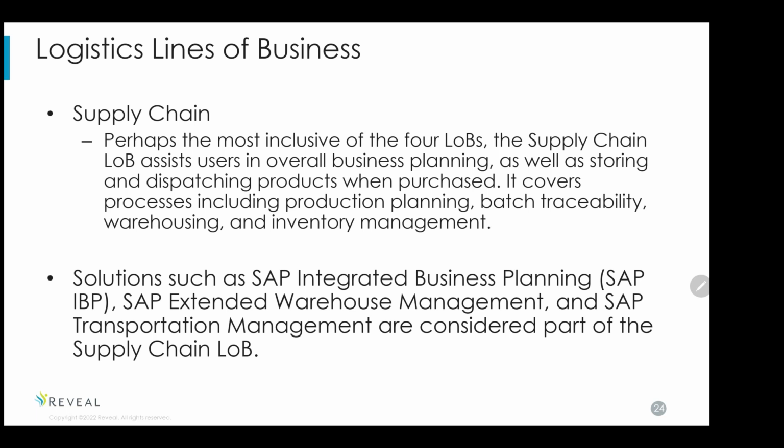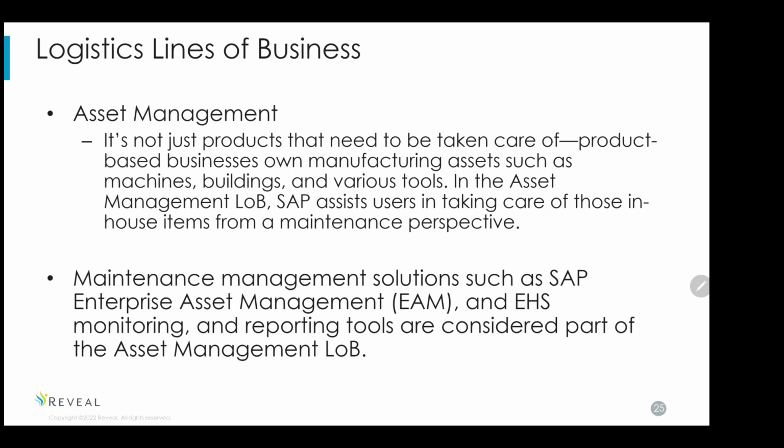One that's particularly near and dear to Christie's heart is the new supply chain logistics line of business. And it says here, perhaps the most inclusive of the four. Solutions such as IBP, extended warehouse management, transportation management are now considered to be part of the logistics supply chain line of business. And I know that Christie's got a real treat for you coming up, to be able to dive down into there and show you some of the great functionality that is now there versus what you get from an ECC perspective.